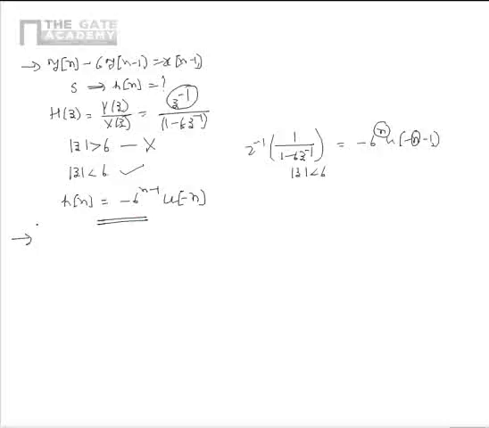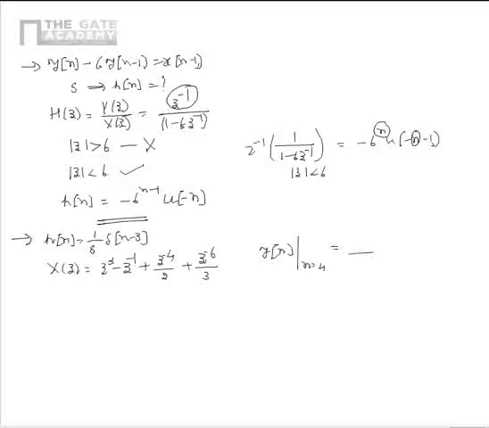Now let us consider another problem, in which the LTI system having impulse response h(n) equal to 1/8 delta(n - 3) is given an input x(n) whose z transform is X(z) = z^3 - z^-1 + z^-4/2 + z^-6/3. We need to find the output of the system, that is y(n), at the instant n equal to 4.